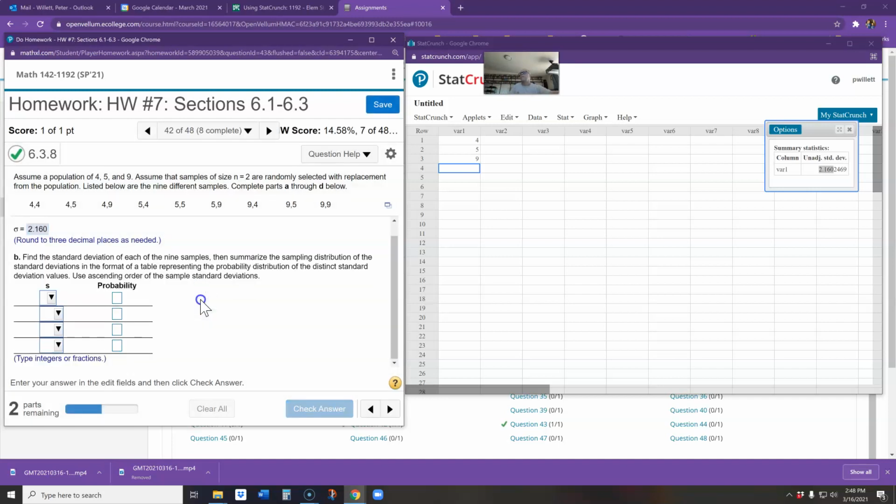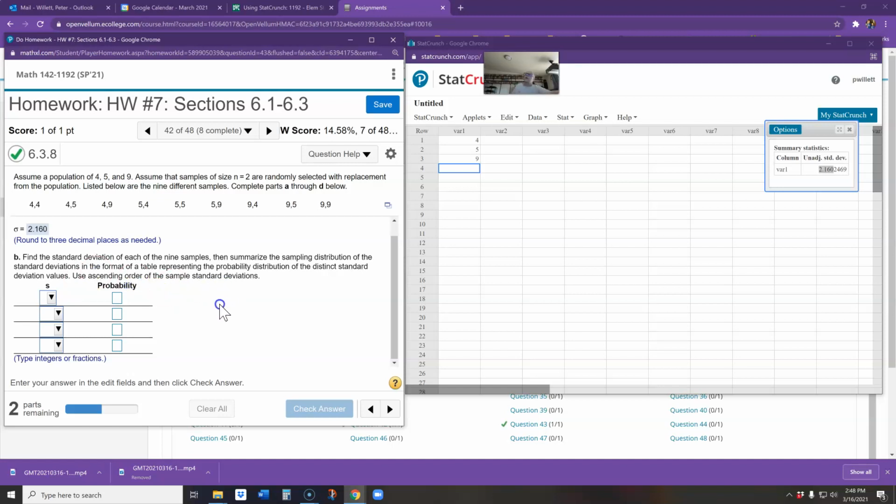Okay, so some students will often get that first part wrong because they're using the normal standard deviation calculation instead of the unadjusted one. So then it says, find the standard deviation of each of the 9 samples, then summarize the sampling distribution of the standard deviations in the format of a table representing the probability distribution of the distinct standard deviation values. Use ascending order for the sample standard deviations.